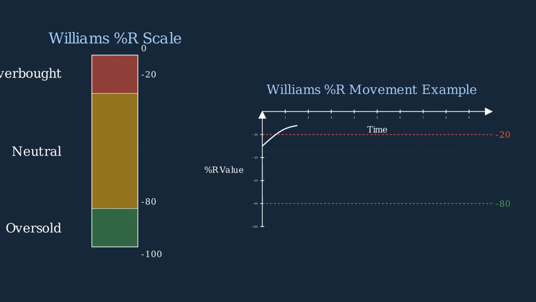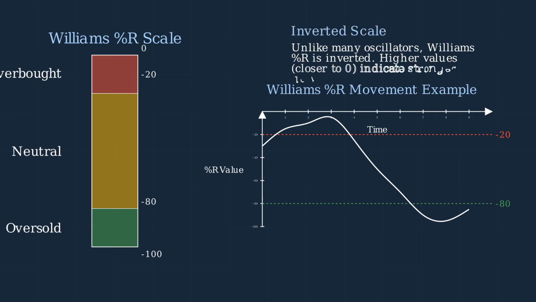As price action develops, the Williams %R oscillates between the overbought and oversold zones. One unique aspect of Williams %R is that it's inverted compared to many other oscillators. Higher values, closer to 0, indicate stronger upward momentum, while lower values, closer to negative 100, indicate stronger downward momentum. Remember, the key zones are overbought from 0 to minus 20, neutral from minus 20 to minus 80, and oversold from minus 80 to minus 100.